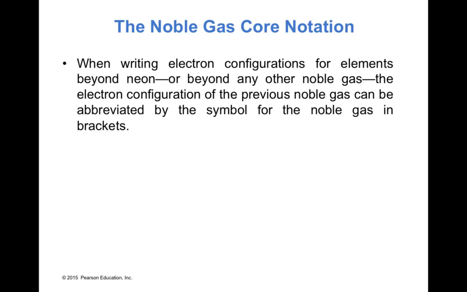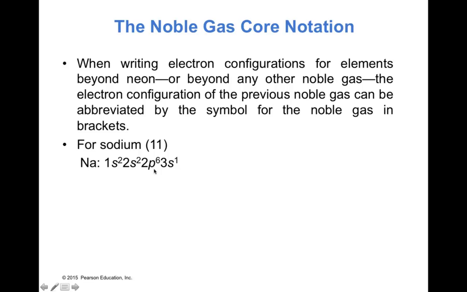When writing the electron configuration for elements beyond neon or beyond any other noble gas, the electron configuration of the previous noble gas can be abbreviated by the symbol of the noble gas in brackets. So that means that we have sodium. As I mentioned before, sodium will have the electron configuration of 1s2, 2s2, 2p6, and 3s1. Remember that we filled the p orbital with the 6 electrons, so now we need to move on to the next subshell available, that is 3s1.